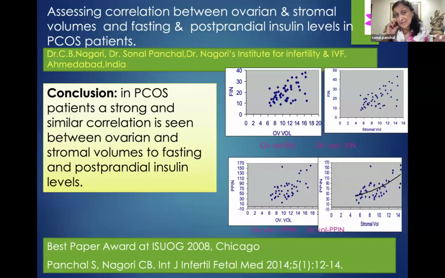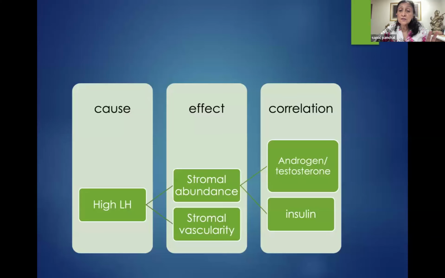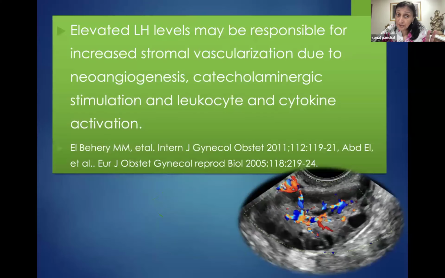the insulin resistance. But very interestingly, LH is not just abundant stroma. LH is also increased vascularity. It is high LH levels which are responsible for increased vascularization due to neoangiogenesis, catecholaminergic stimulation, and the leukocyte cytokine activation. By catecholaminergic stimulation and leukocyte cytokine activation, it leads to low resistance flow apart from the actual neoangiogenesis, which leads to abundance of the blood flow.